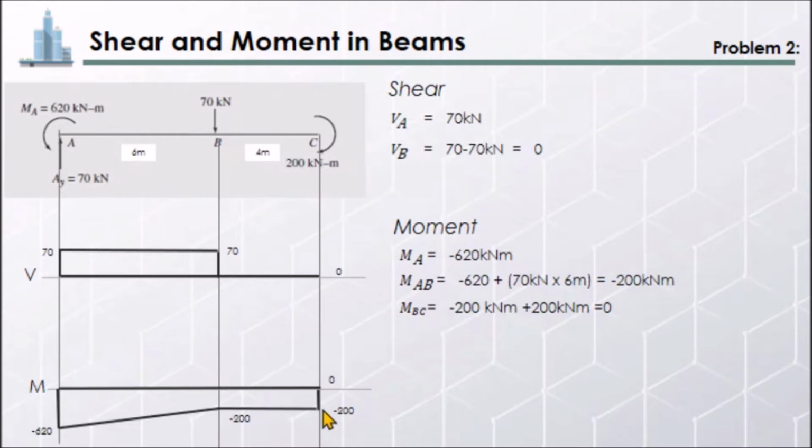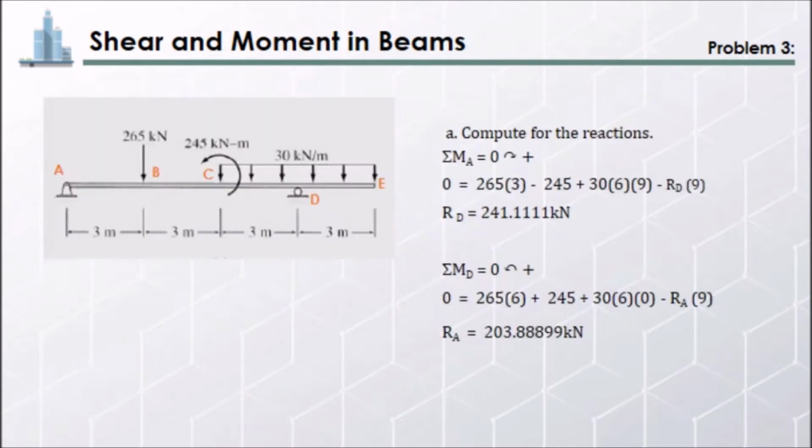So, mula dito naman, meron tayong moment na pumasok, diba? So, yung moment natin, class, ano siya? Clockwise. So, negative 200 plus 200. So, that will give us 0.